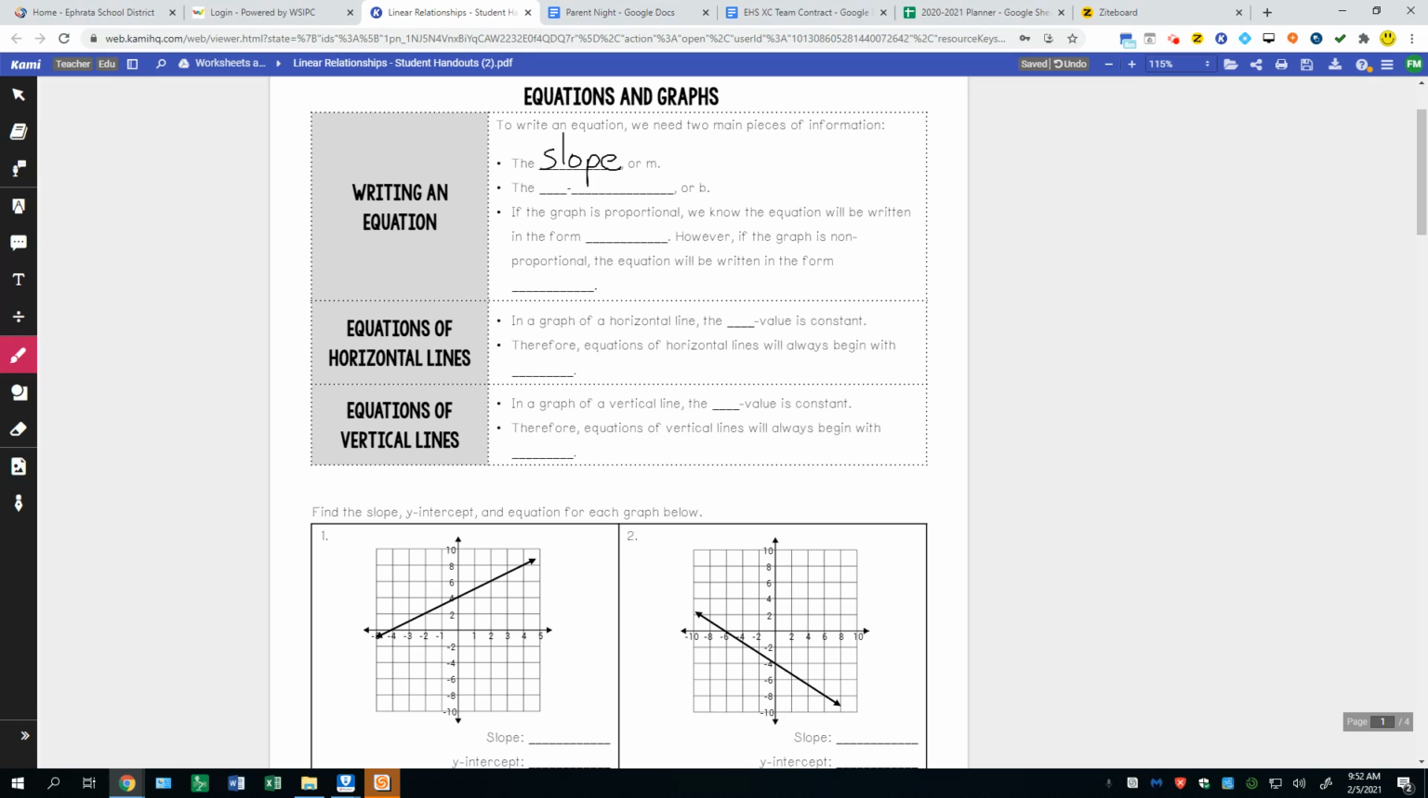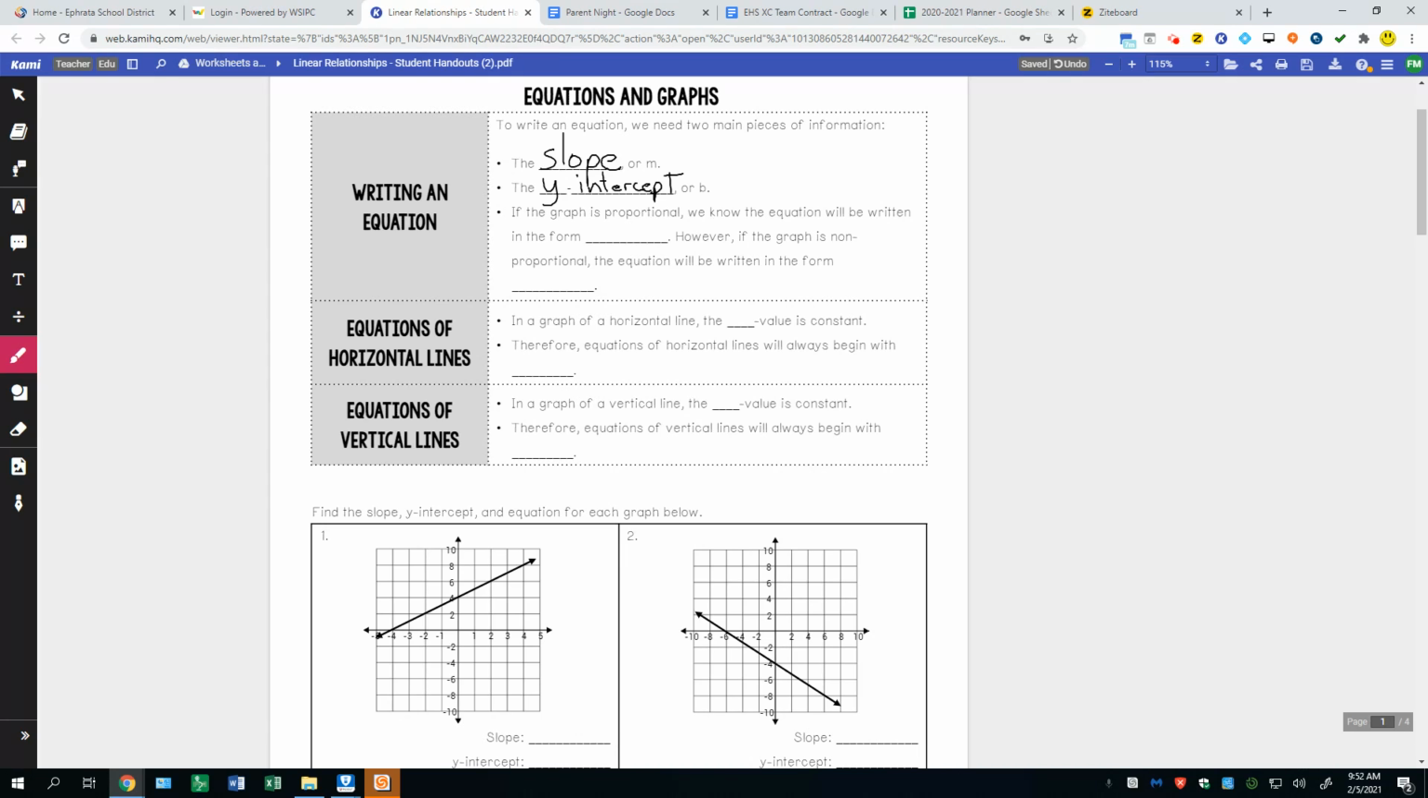All right, second thing we need is the y-intercept, or b, okay? And that's our second key variable, is the b, and that's going to mean something shortly, okay? Now, you've got this last bullet point, and we haven't really talked about proportional versus non-proportional, but we're going to go ahead and do that now.